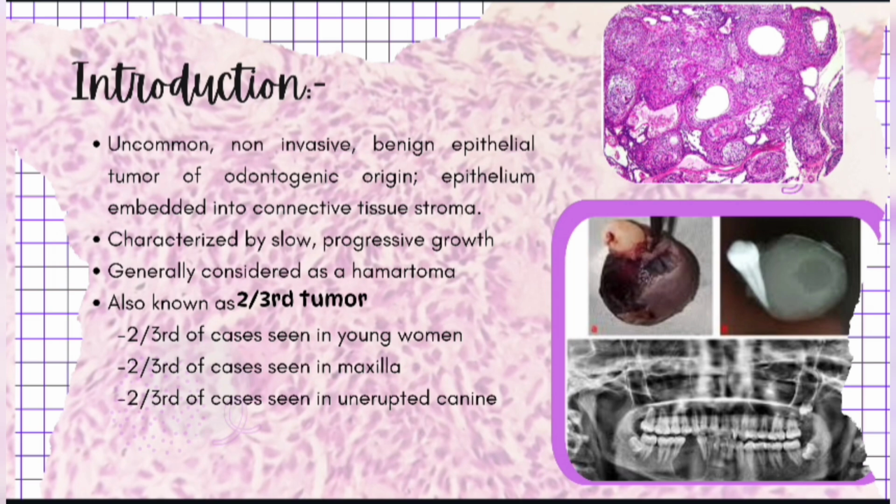It is also known as the two-third tumor because it has a strong relation with the number 2 by 3. That is, two-thirds of the cases are seen in young women. Two-thirds of the cases are seen in maxilla. It is strongly associated with maxillary cases; most adenomatoid odontogenic tumors are found in maxilla. Two-thirds of the cases are seen with an unerupted canine, so it can cause impaction of the canine also.